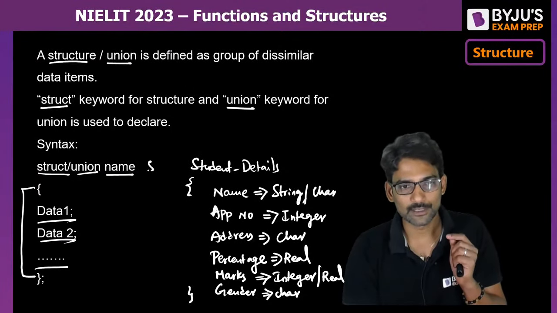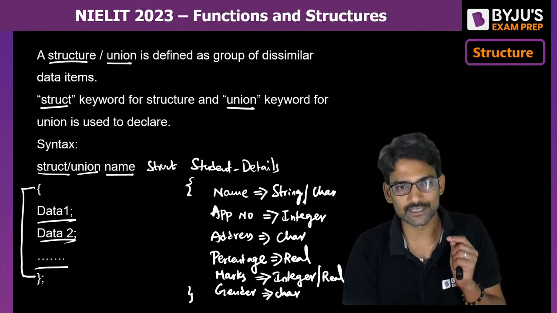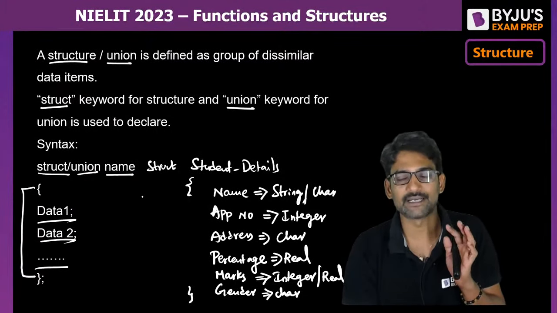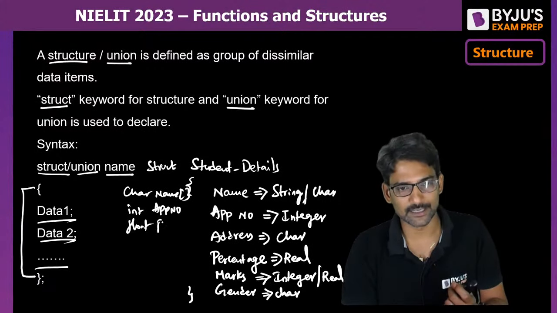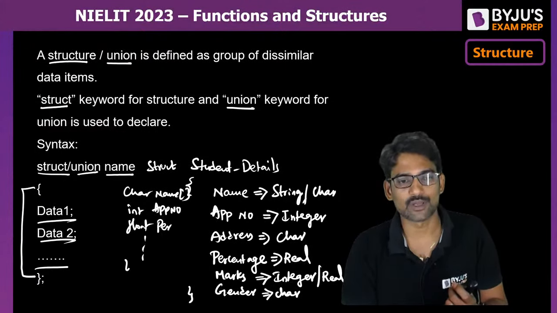So if I want to create this student detail as a structure, I write struct student detail, char name array. Similarly, int application number, float percentage. In this way, I'll write those data types.